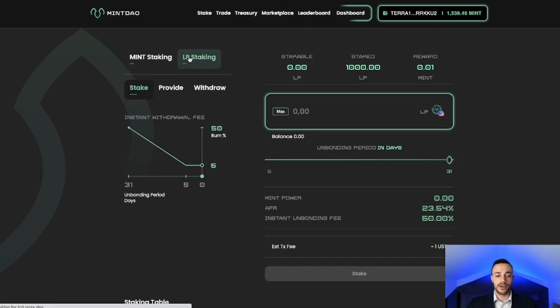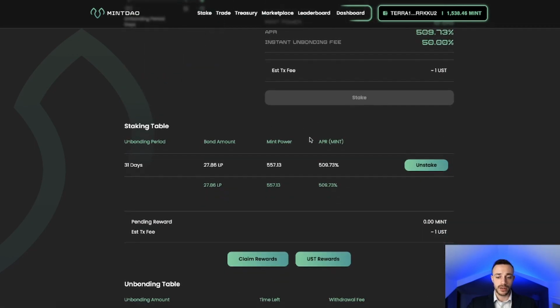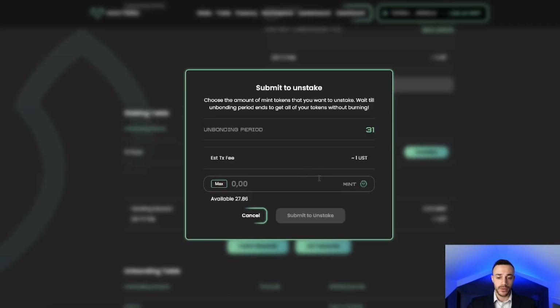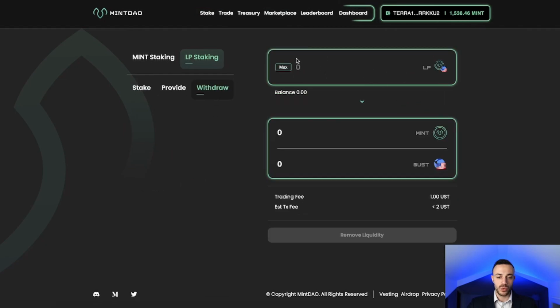And now for your LP token staking, it's really the same song and dance over here. We can scroll down if we wanted to unstake. We can hit unstake right here. And this would take 31 days to unbond our LP tokens. From there, we would need to hit withdraw, and we will be able to withdraw our LP tokens back into Mint and UST individual tokens.